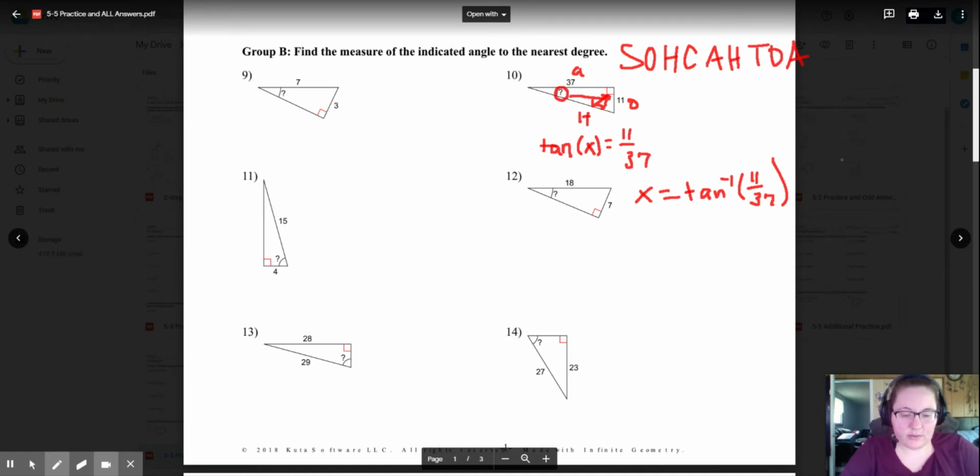So I'm going to put that into my phone calculator, make sure it's in degrees, hit the arrows at the top. At least it's what it is for me. I have a Samsung. I'll hit inverse tangent, 11 divided by 37. That gives me about 16.5, but it says to round to a whole degree. So my answer should be 17 for that one.